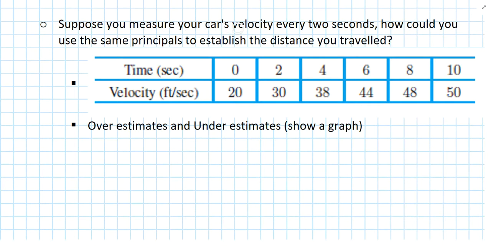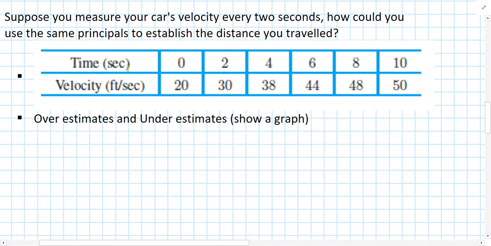So let's suppose that you measure your car's velocity every 2 seconds. How can you use the same principles from above to establish the distance that you've traveled? Now, this may seem kind of unusual at first, but really it's not too hard, especially if our units were more common to what we see in a vehicle.